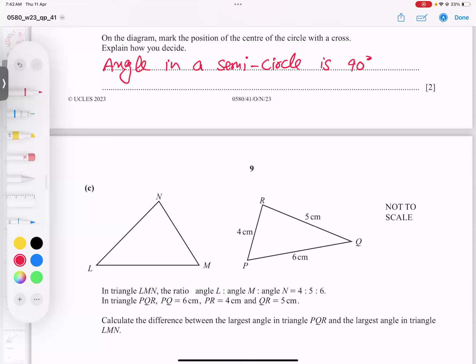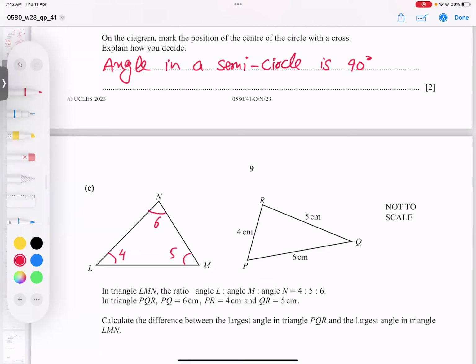So first of all, you mentioned let the triangle, there are two triangles here, LMN triangles. The ratio of angle L is 4, angle M is 5, and N is 6. So let me write the angles. First letter L, L is here, so this angle ratio 4. And then M letter, this is a 5, and this is a 6.